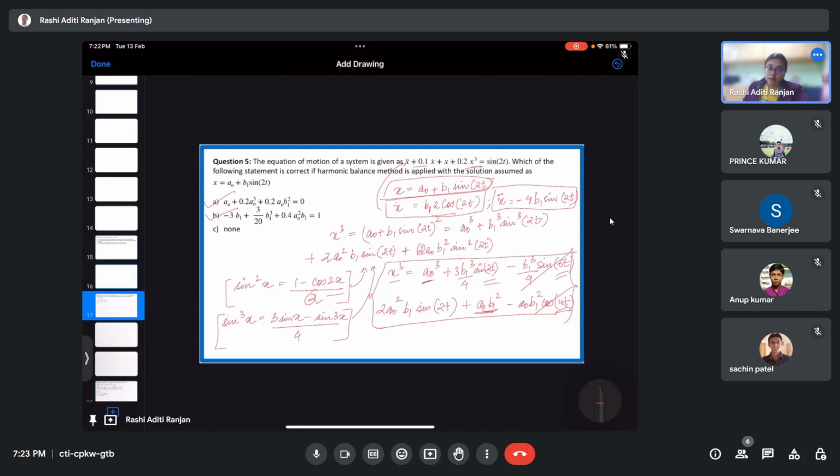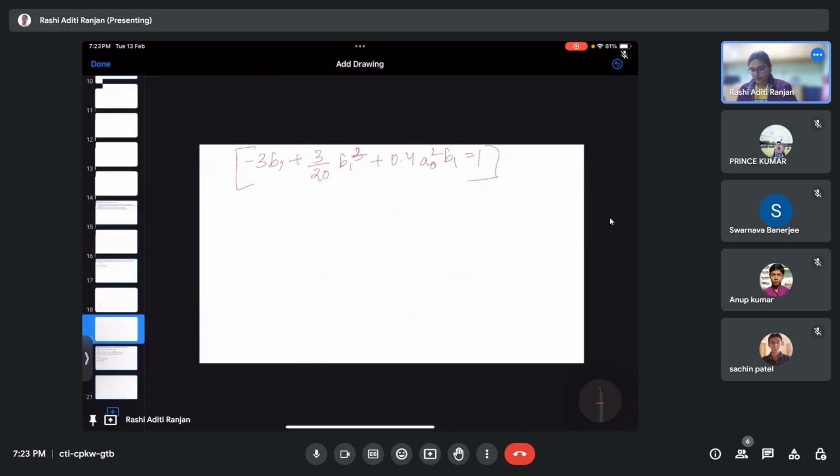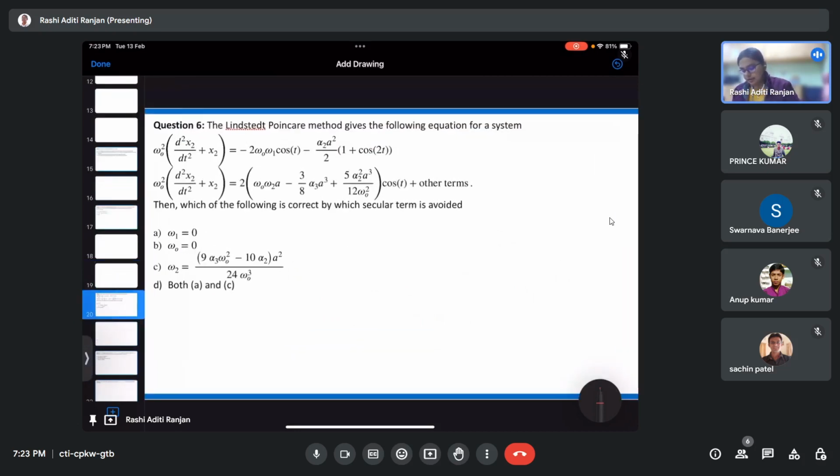If this gives me a wrong answer, then I'll have to consider maybe a1 cos of 2t, and then I'll have to consider a2 cos of 4t plus b2 sine of 4t. Likewise, in order to improve the accuracy of this approximate solution. Okay, I hope that this question is clear to you all. Coming on to the sixth question.